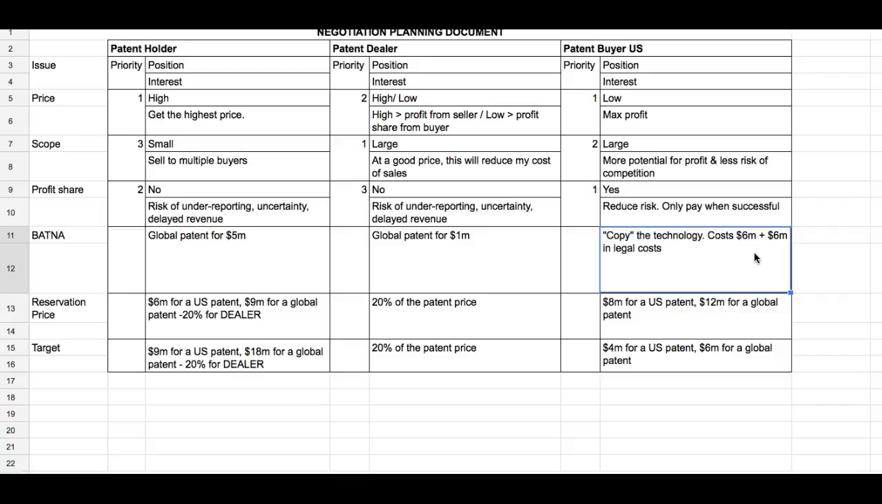Basically, what will happen? The question is, and I think this is very realistic, both sides, the patent holder and the buyer, have an interest not to lose money in court, right? So it's a risk for both of them.